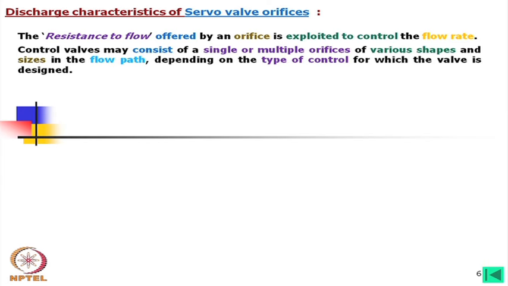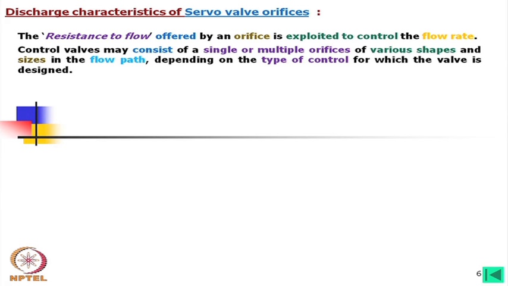Control valves may consist of single or multiple orifices of various shapes, as I have mentioned, and sizes in the flow path. Say, for example, in a proportional control valve, the simple pressure control valve, the most common type, pilot operated, you may find 5-6 orifices in the total flow path. Some orifices are just a small hole with sharp surfaces. In some cases it is like a short tube, and in some cases a long tube orifice. For some cases we will consider it a capillary flow, but usually we also consider the coefficient of discharge of those orifices.